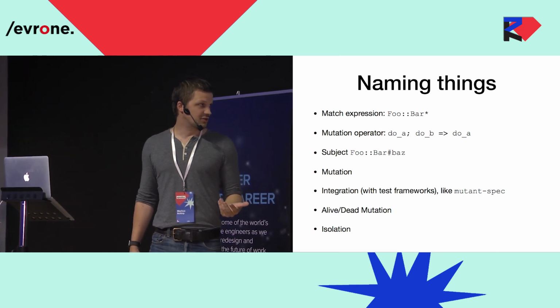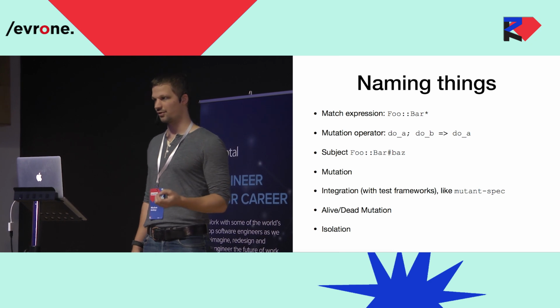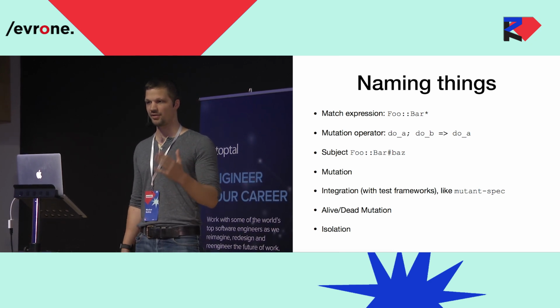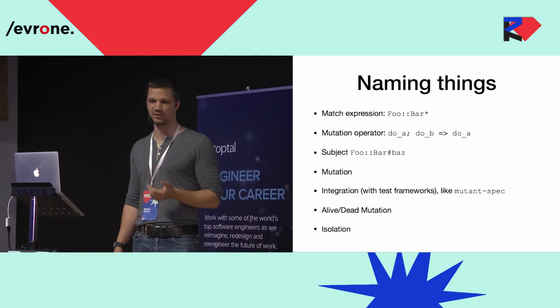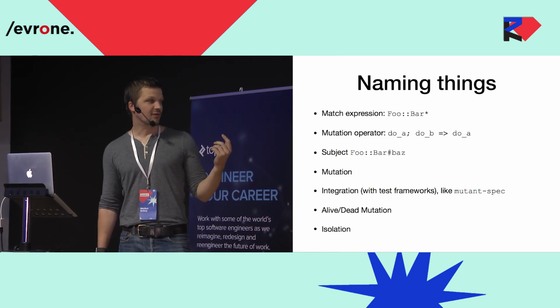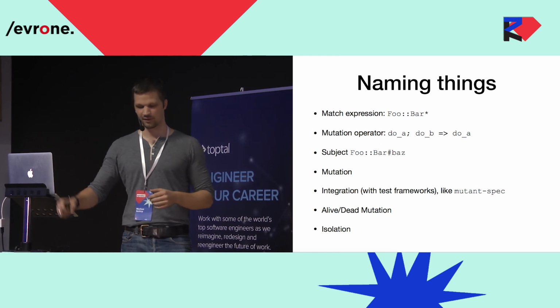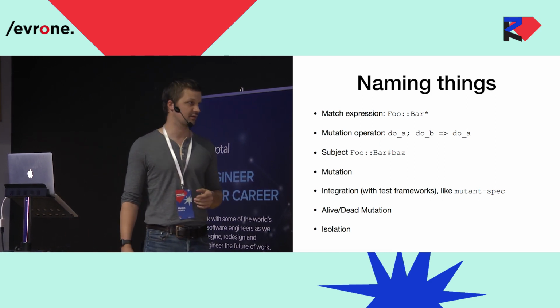And there is isolation, the whole topic of isolation. Mutant reruns your tests one time per mutation, and it tries to be intelligent about the subset of tests. But isolation is super important when you deal with Rails, and there will be a dedicated slide when it comes to Rails.